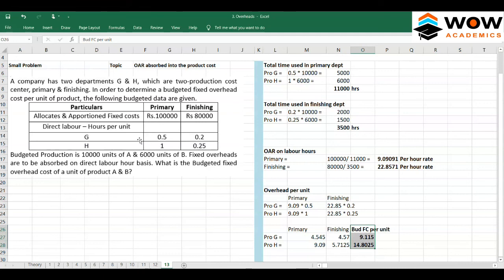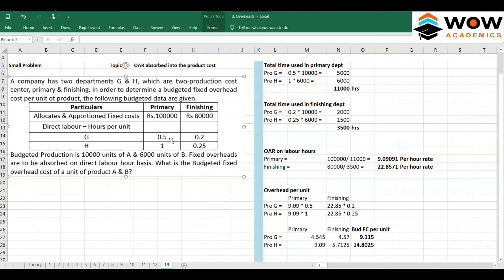See, if the company has only one product, it's quite easier to allocate. If the company has only G, it's very easy to allocate both primary and finishing. The problem comes up only when there are two products consuming time in each department. Even if there's only one department, assume there's no finishing, only primary, but two products G and H are there, we have to do all this. But if there are two departments, but only one product, for example G alone, whatever that 1 lakh that's incurred is fully for G.